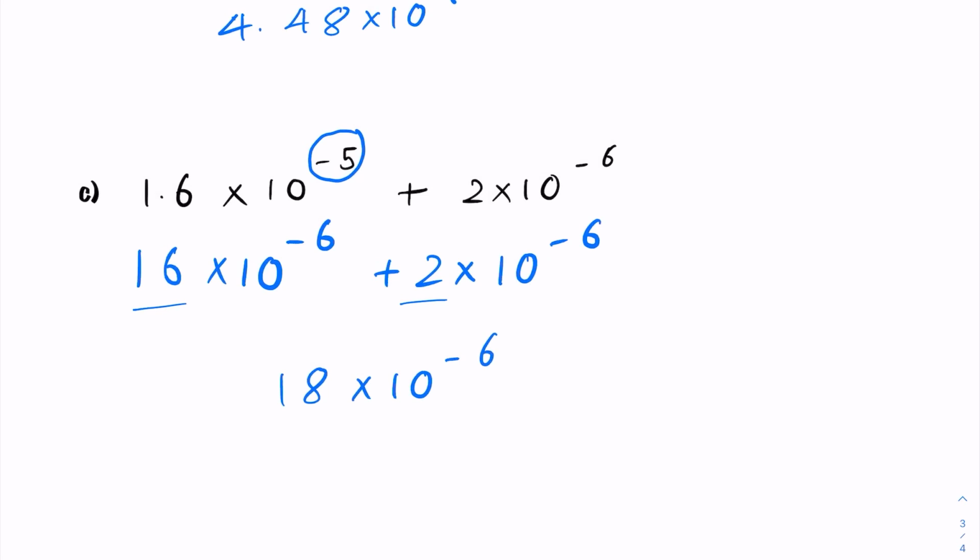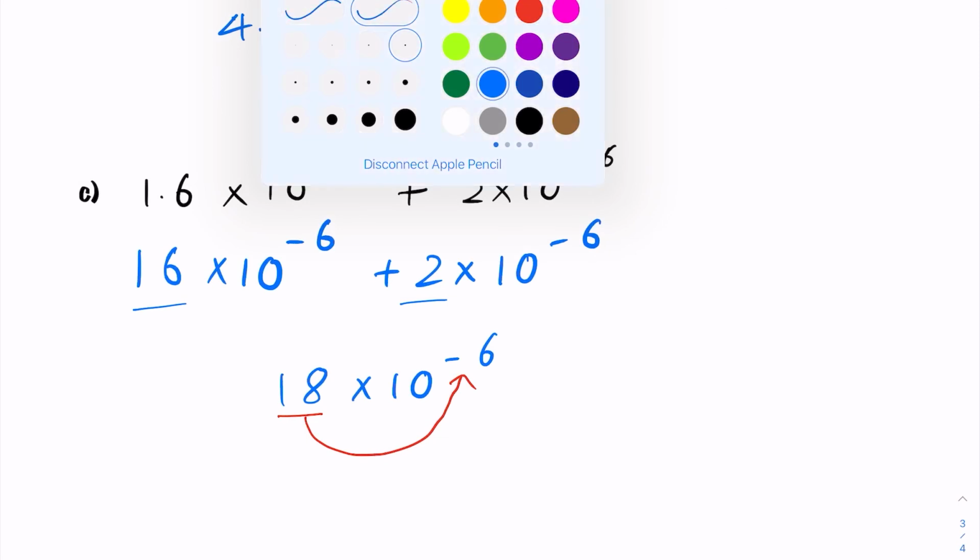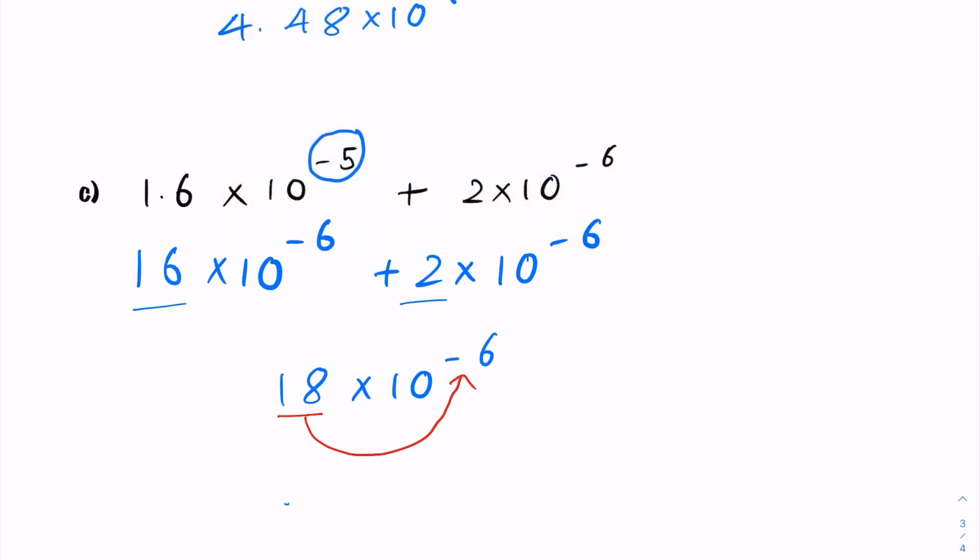And again, you always have to double check that the number you end up with at the beginning is between 1 and 10. This one clearly isn't, so we're going to have to move that 10 and merge it in with the minus 6 up here. So adding 1 10 to that minus 6 up there, you then have minus 5. So you have 1.8, because we're dividing that 10 out of there and merging it with the minus 6 up here. So basically adding another 10 in here to have minus 5. And that would be your final answer.